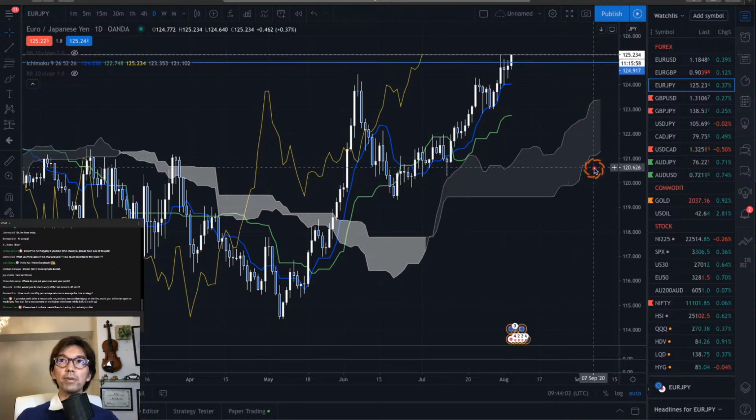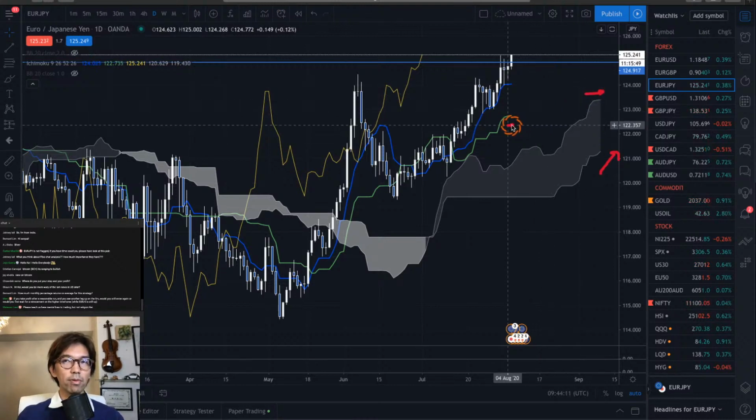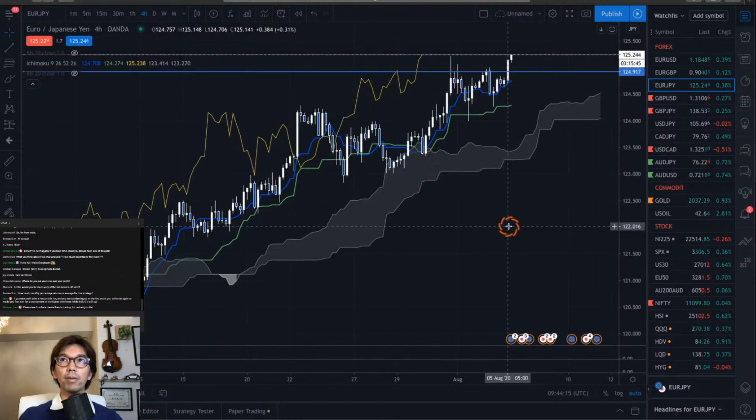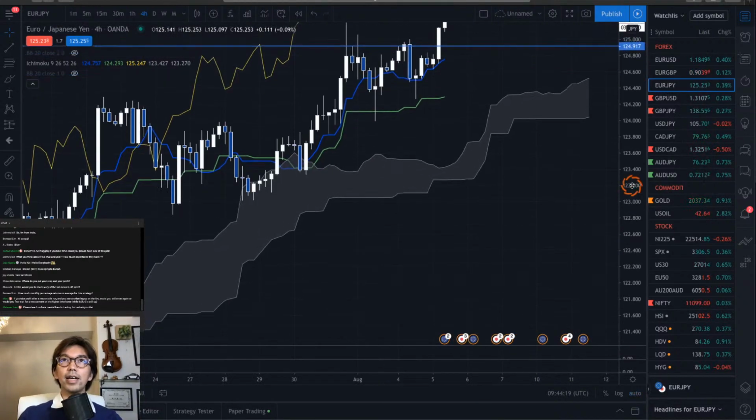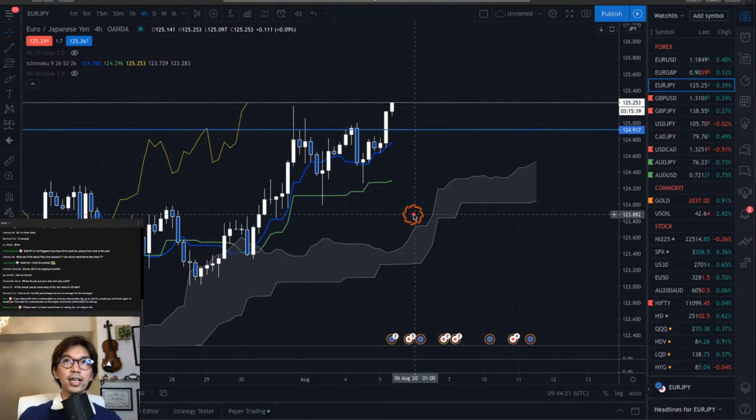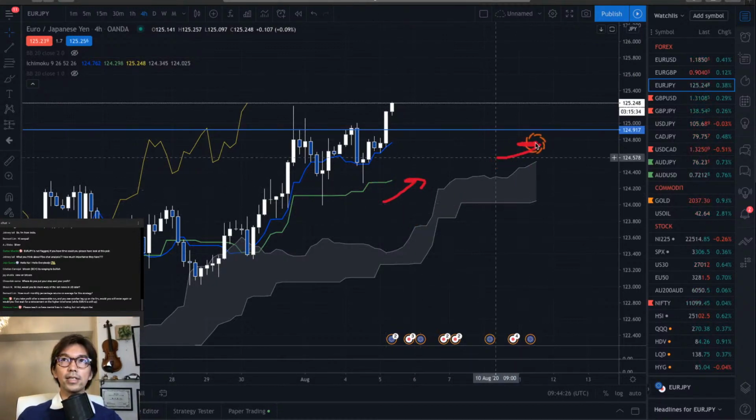So Kumo is moving up. I mean Senko Span B is up, and A looks to be slightly up, and Kijun Sen also looks to be slightly upwards. So let's take a look at the 4-hour. I think we can have a bigger, better picture now. Alright, so in the 4-hour, technically, the Kijun Sen is moving up. I can see that. And Senko Span A up and B up also.